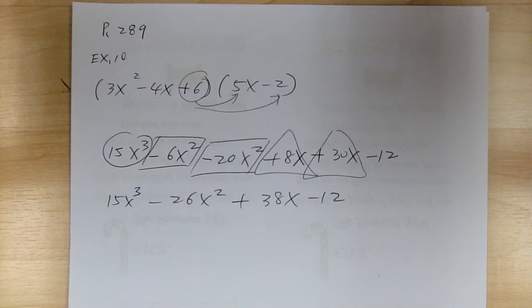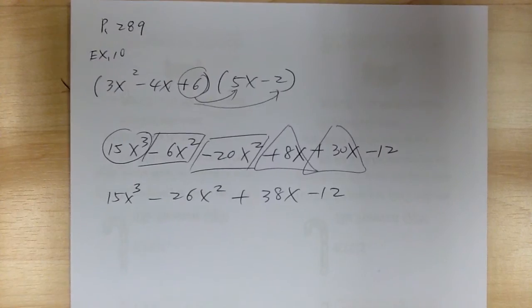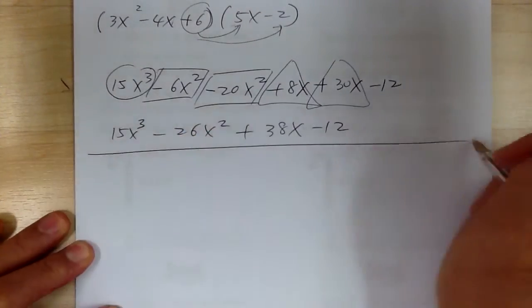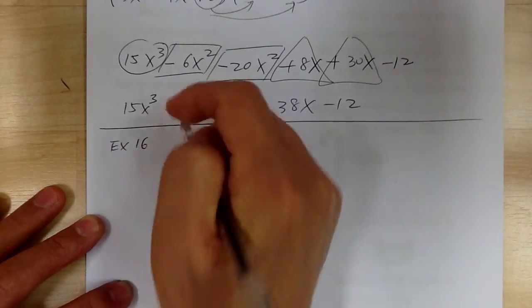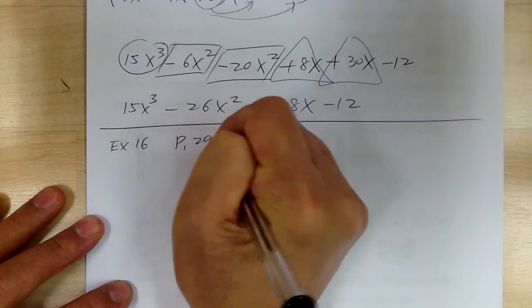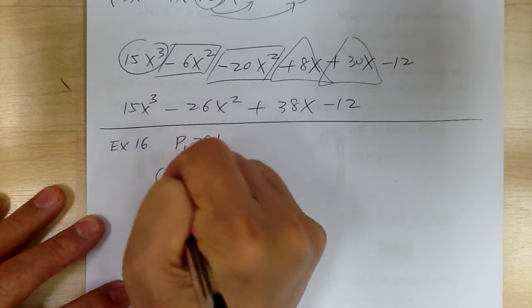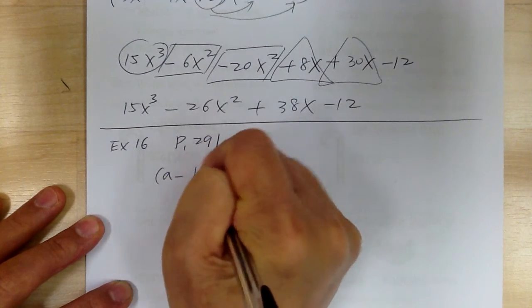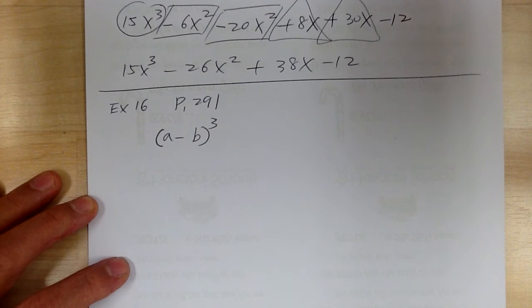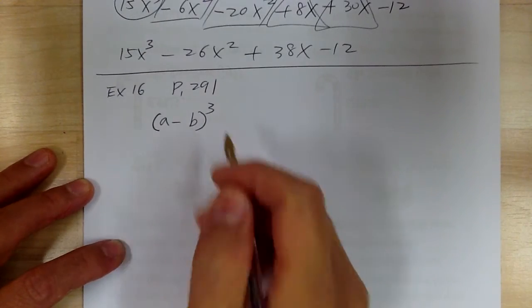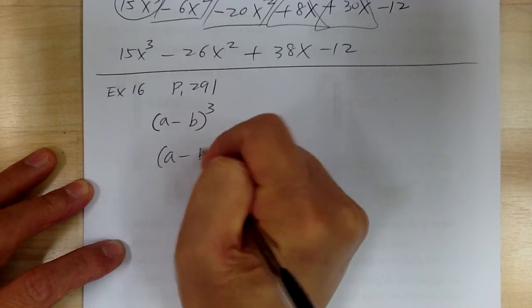Now let's go to example 16. Example 16 on page 291. You have a minus b to the 3 power. Now when you get to algebra 2, you're going to learn a shortcut. But right now, you're only in algebra 1, so you kind of have to do it a long way. So the cube means you write it out 3 times.